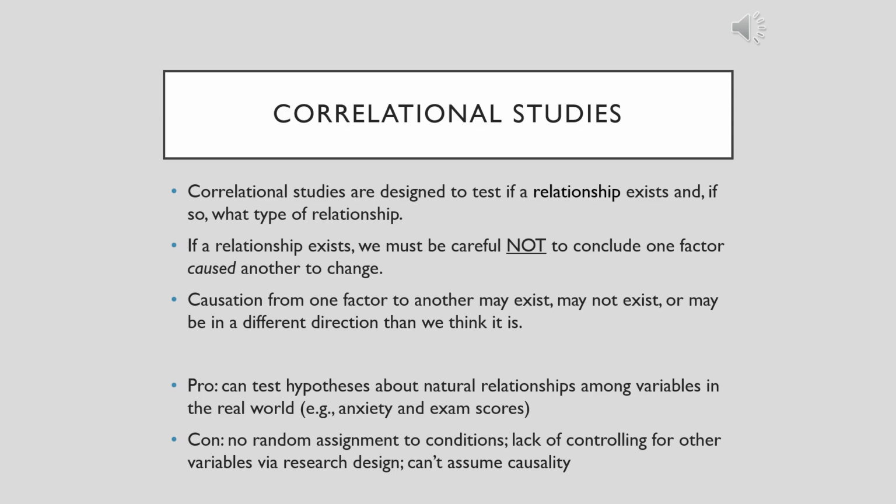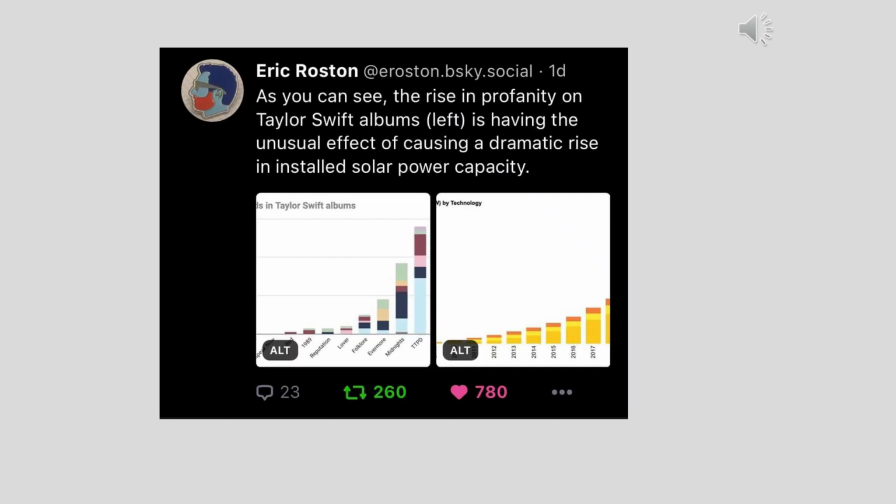So it's a different situation though, because you're kind of falsely putting people into a certain mental state, right? The problem is, obviously, again, we don't randomly assign to conditions, so there's a lack of control, and we can't assume causality of variables. Here's a funny little social media post that's saying, as you can see, the rise in profanity on Taylor Swift albums on the left is having an unusual effect of causing a dramatic rise in the installed solar power capacity of the United States.